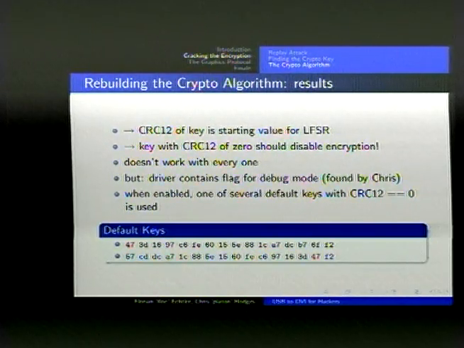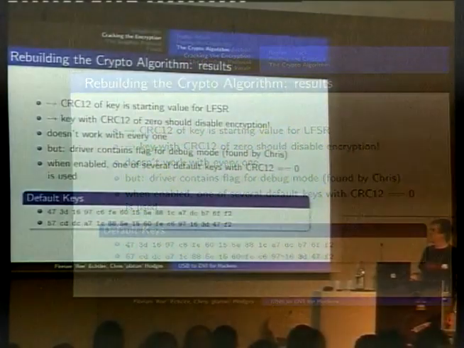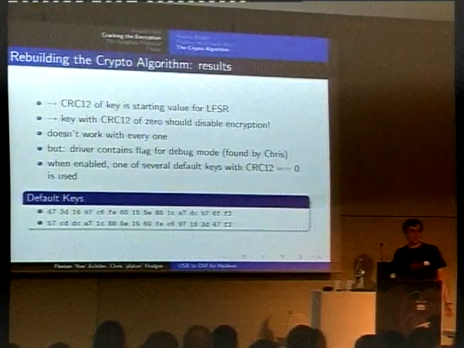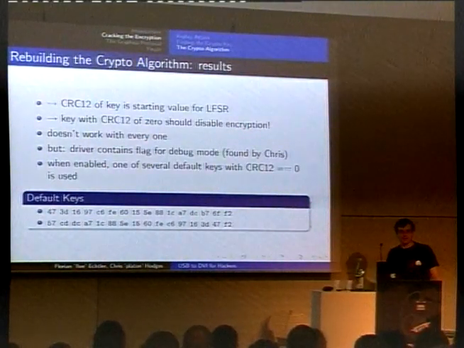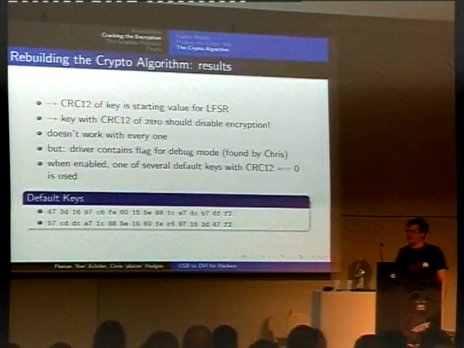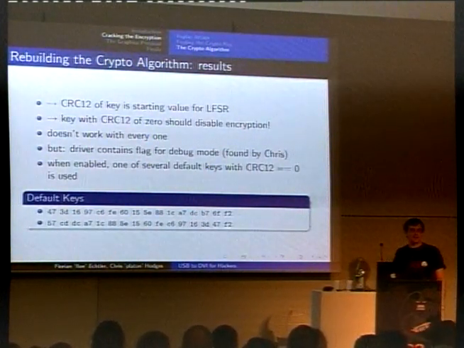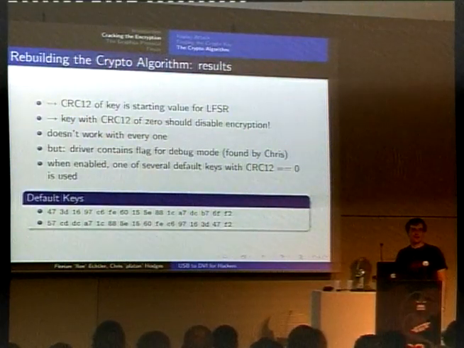For some reason which we haven't been able to figure out yet, it doesn't work with every key, but there are some keys which do have a CRC12 of zero and which do disable the encryption, and we found these in the driver, basically. Most importantly, they are in the driver because the driver has a debug flag which just turns off the entire encryption if you set it to one. So, in fact, we might have found this earlier, but it's still funny to be able to decrypt the earlier captured data.